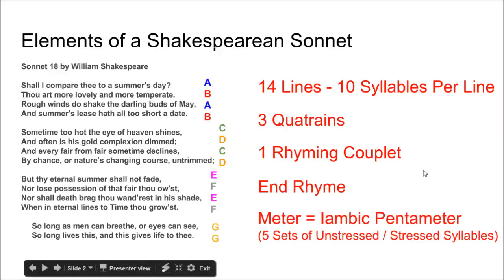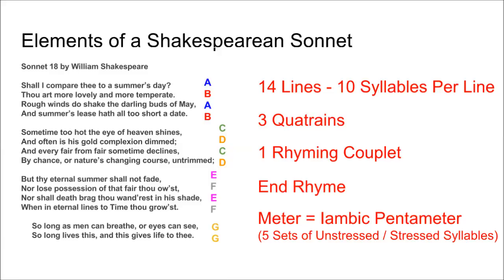You'll also notice, to get back to that sing-songy quality, the meter here, or the rhythm, is in iambic pentameter, and there's 5 sets of unstressed stressed syllables per line. So we're going to group these into iambs of the 10 syllables per line.